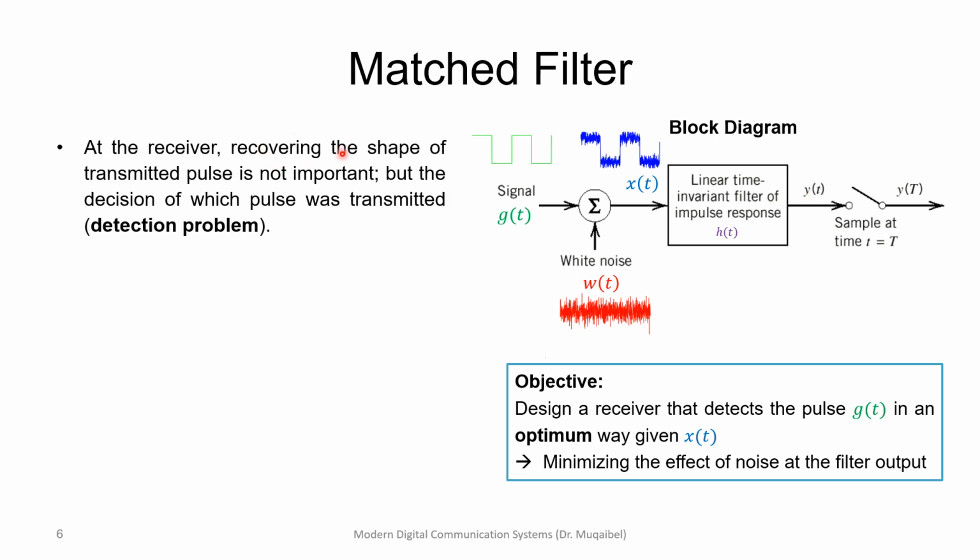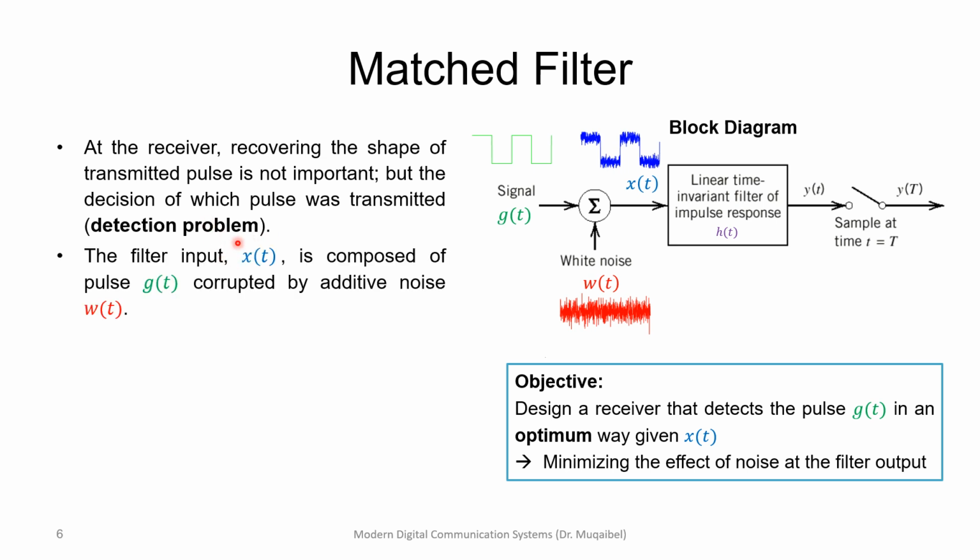So at the receiver, we would like to recover the decision. Remember, in digital communication, we have a sampler here, because all we need is making a decision every capital T, the bit duration or symbol duration. Recovering the shape of the transmitted pulse is not important at the receiver. I don't care about getting exactly the original waveform. All I want is to make a decision on which pulse was transmitted, positive or negative, and that's called a detection problem.